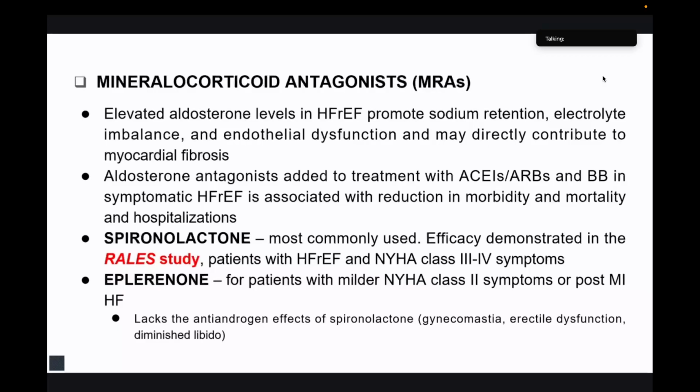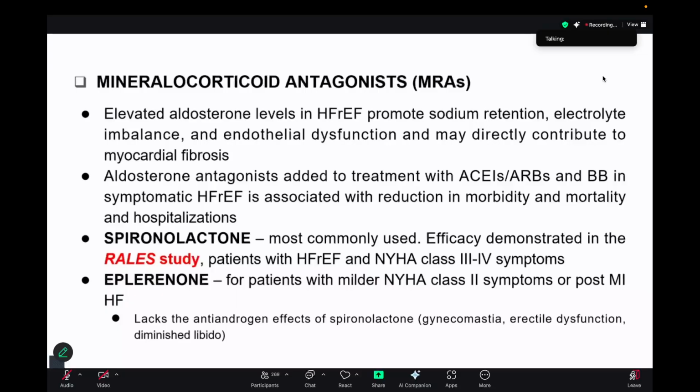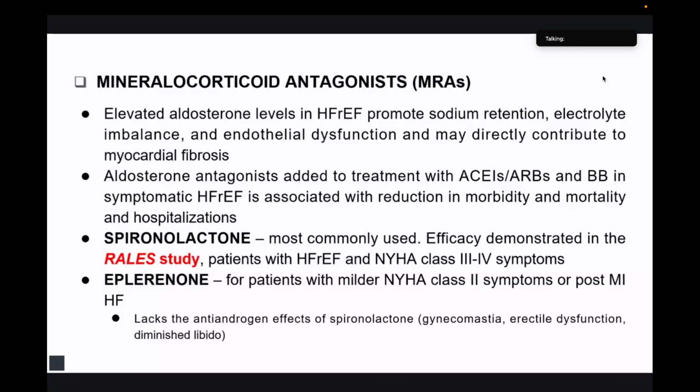So what are the MRAs? These are your spironolactone, which is most commonly used. Its efficacy in heart failure was demonstrated in the RALES study in patients who have HFrEF with New York Heart Association class 3 to 4 symptoms.